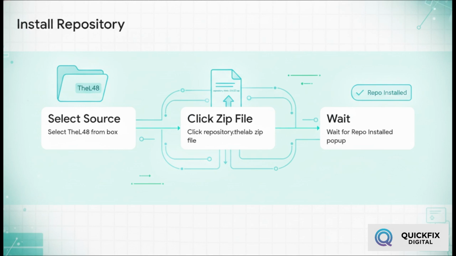Step 12, a directory box will pop open. Scroll through there and select the L48. That's the source we named back in phase 1, remember? Step 13, inside that directory, you're hunting for a very specific zip file. Click on repository.lab-25.3.27 zip. Now, quick side note, if you happen to see a file with a newer version number, always select the newest one. Step 14, now we wait.